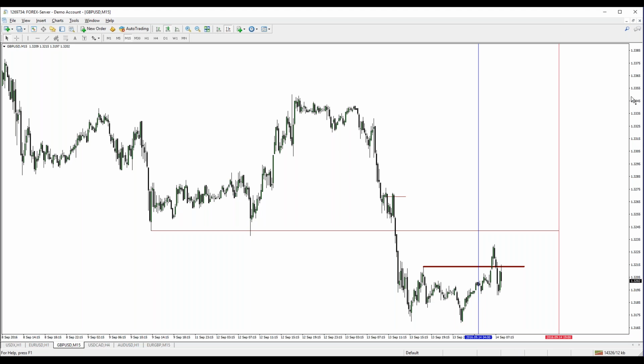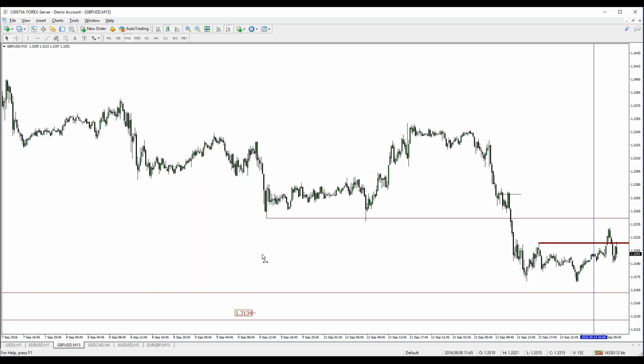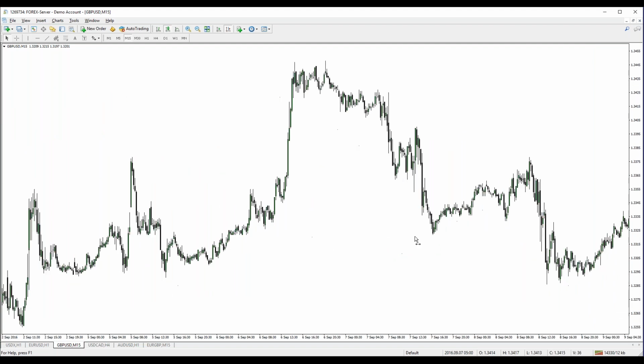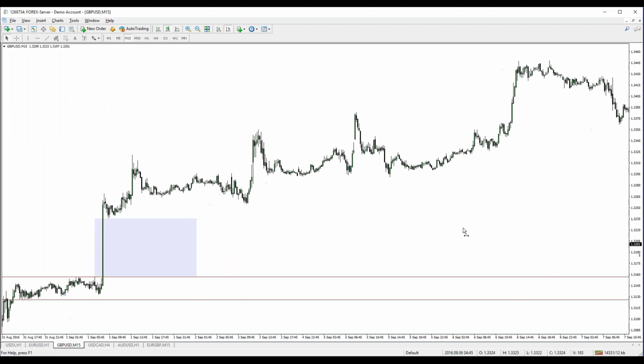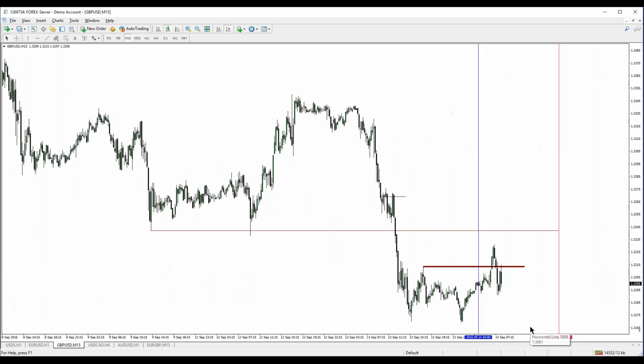Again, we're looking for a run down to 131.30 to 131.25. And then ultimately you'll run as low as 130.60 to 130.50.